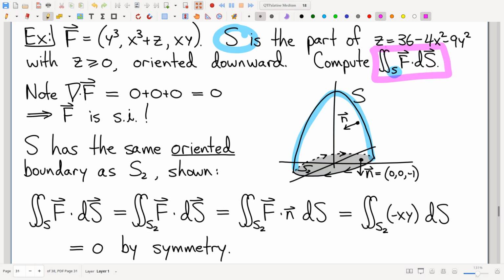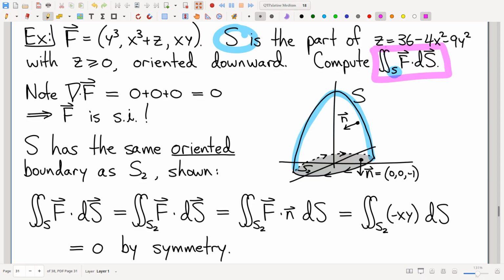Can we use Gauss's divergence theorem? Is this surface a boundary? Nope. It's not a boundary. It's just not. Again, it's open at the bottom. This bottom piece of surface is not included. So Gauss's divergence theorem is not really on the table.